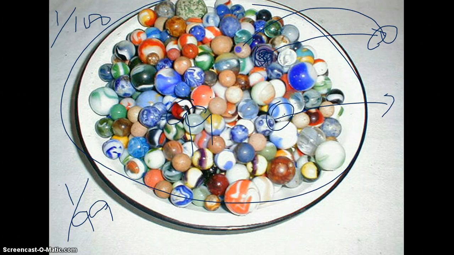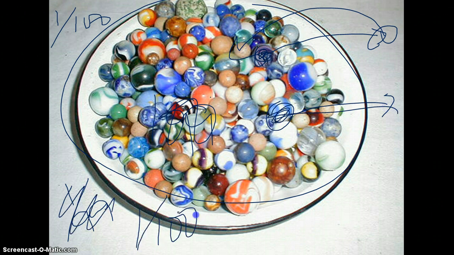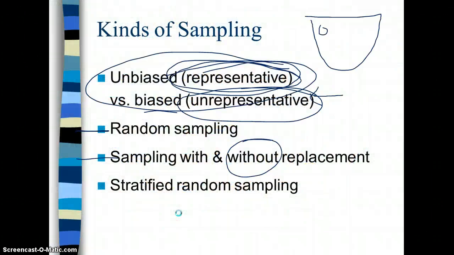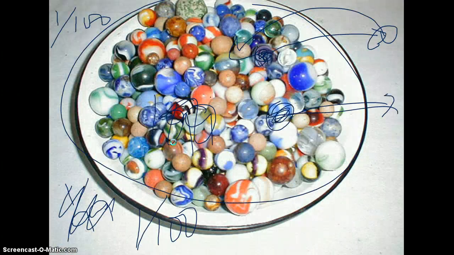However, if I stick this one back in, we now have 100 in here again. And my chance of pulling this one out is not 1 out of 99 anymore, it's 1 out of 100. This is called sampling with replacement. And what we always want to do is sample with replacement as much as possible.